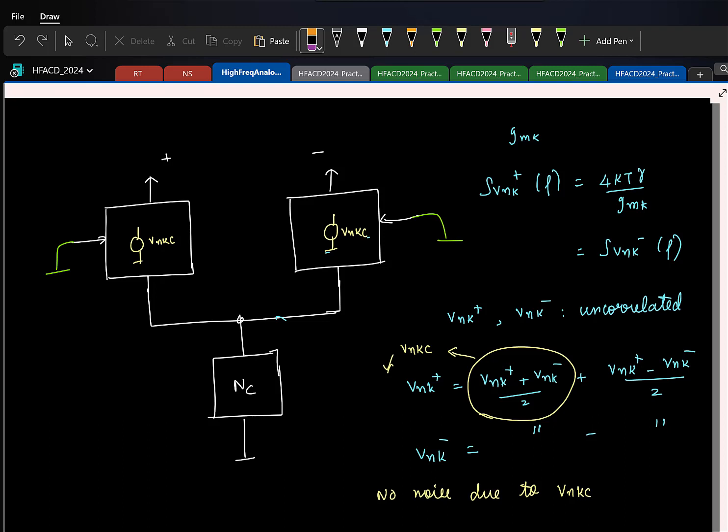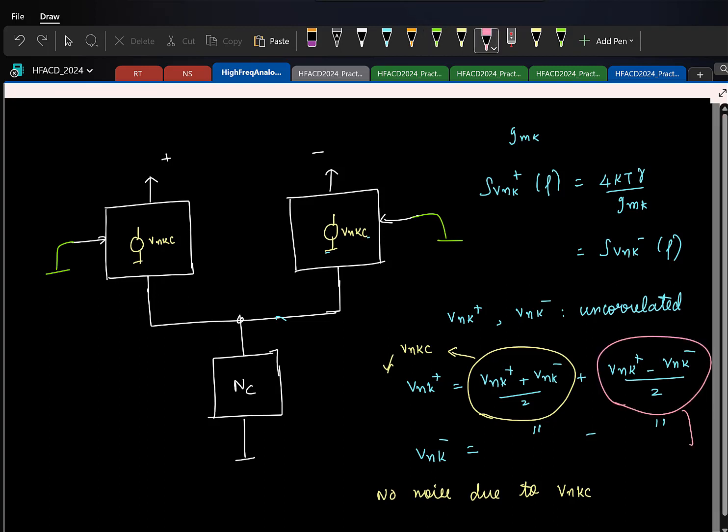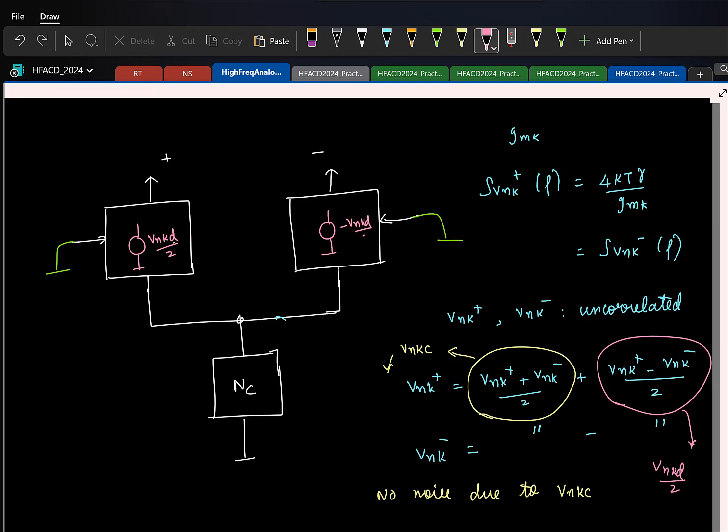So now let me take, let's say, this color. This is, let us say, VNK differential by 2, right? So here I'll replace it with differential excitation. Here it is plus VNKD by 2. Here it will be the negative of that. So now how can you solve this? To simplify this, can you do something here?